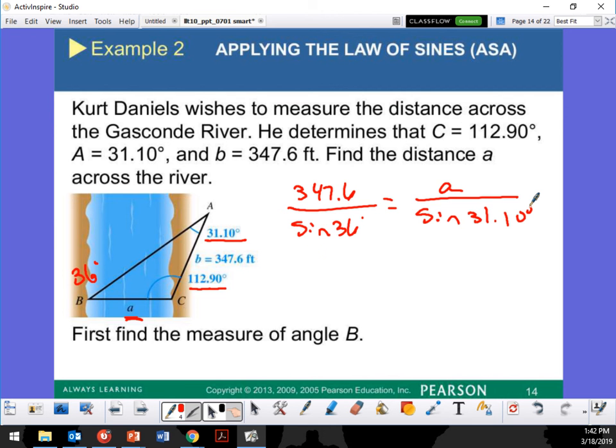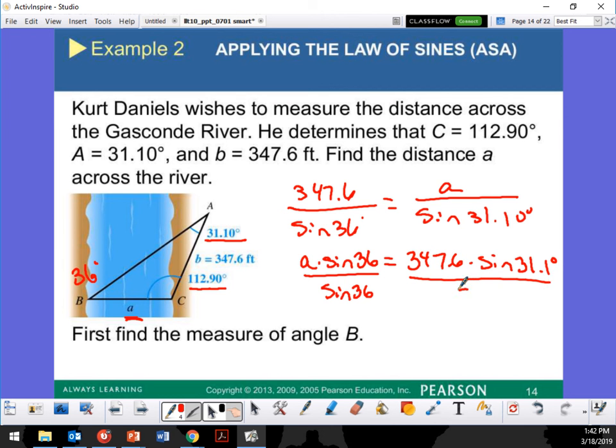So it's going to be a times sine of 36 is equal to 347.6 times sine of 31.1. And then divide both sides by sine of 36. So a should be 305.5. And what are my units? Feet. There we go.